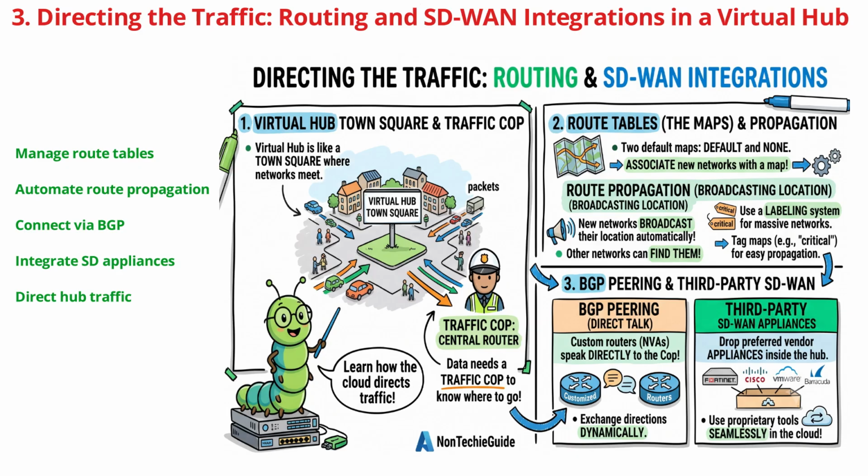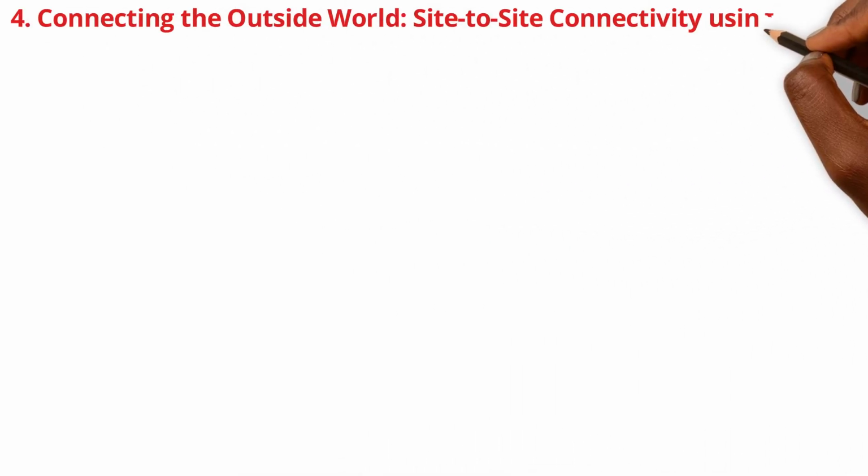Furthermore, Azure vWAN supports direct BGP peering, so custom routers can communicate directly with the central hub, and allows you to deploy trusted third-party SD-WAN appliances right inside the hub to seamlessly use your preferred vendor's traffic optimization tools in the cloud. Is your branch office isolated from the cloud?